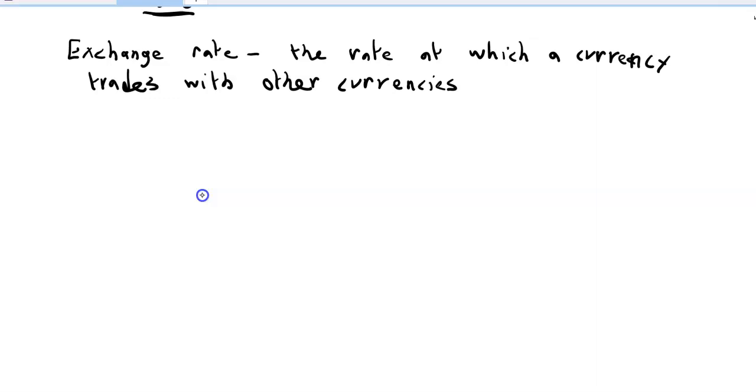Now the net capital outflow also affects our exchange rate. Now what is our exchange rate? Exchange rate is the rate at which a currency trades with another currency. Usually when we go abroad, we cannot use US dollars. So what we do is we convert our US dollars to other currencies. And it is usually converted at a specific rate.